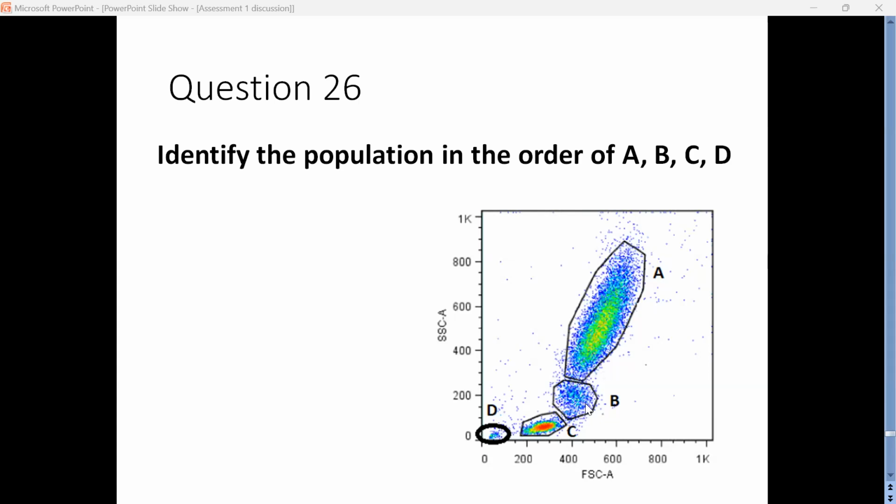This is monocytes. This is lymphocytes, which has very low forward scatter and low side scatter because it doesn't have granules. So this is lymphocytes. And finally, this population is debris and RBC fragments.